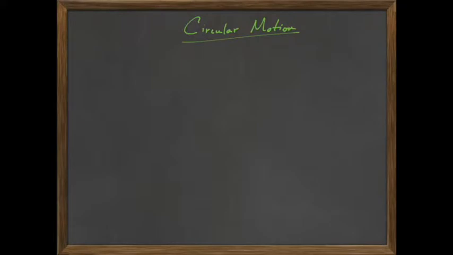Let's pretend that you have an object that's moving in a circular path. This object could be anything, and the circular path has a radius r to it. All right, and we'll give it some meaning. Let's say the object is a baseball.